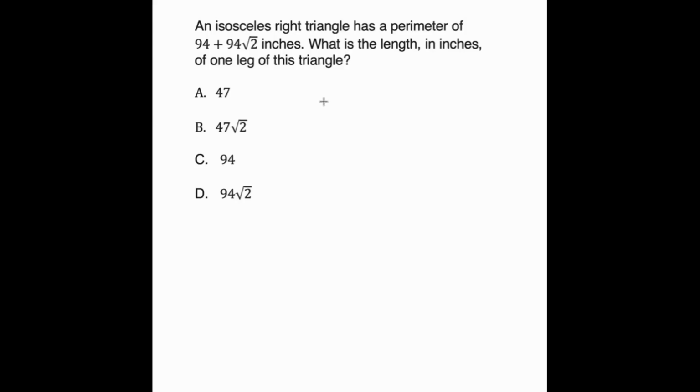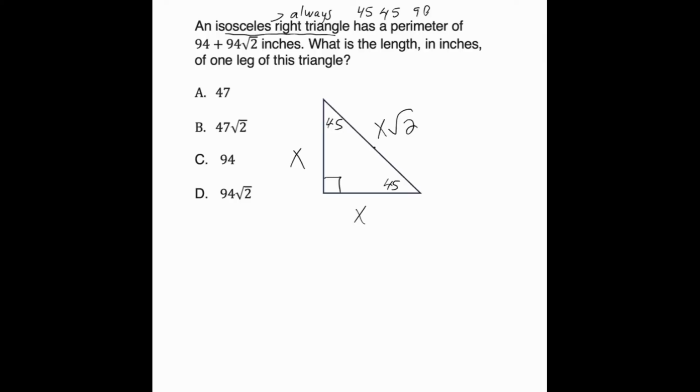In this question, we have an isosceles right triangle, and we need to know that any isosceles right triangle is always going to be a 45, 45, 90 triangle. That's a rule that you can take to the bank. 45, 45, 90. The ratio is on the formula sheet, but you really should know it by heart. It's x, x, x root 2.